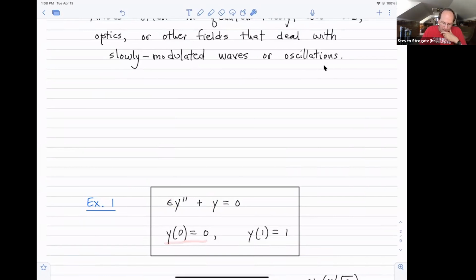Suppose we started at, give it some boundary conditions. y of 0 is 0, y of 1 is 1. So this is exactly solvable. And I just want to show you what can go wrong as epsilon goes to 0. That's not a layer phenomenon, but something else.